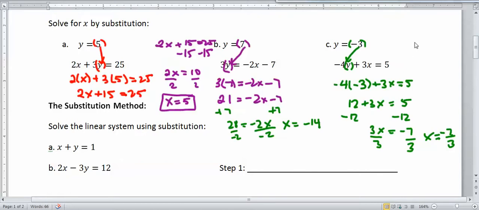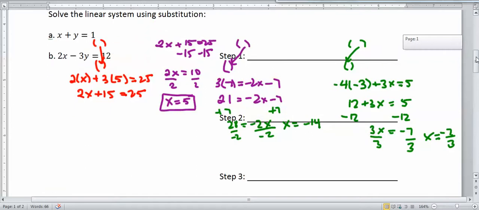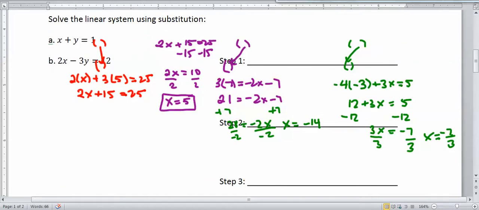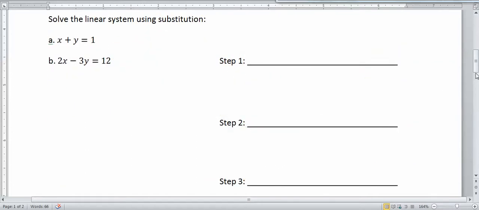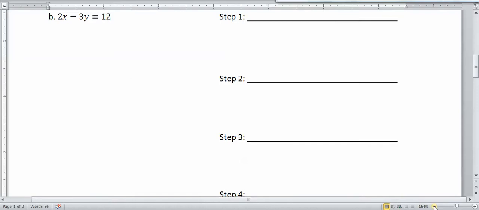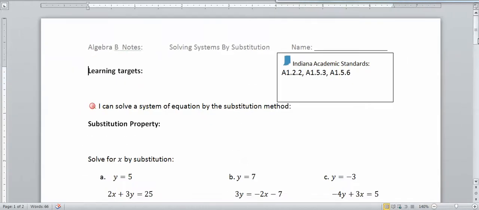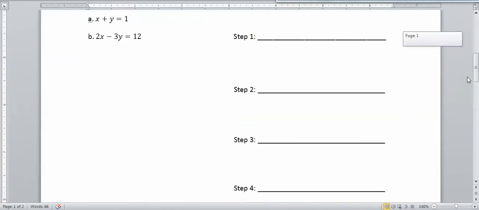So we're going to use the same process to solve systems of two equations in two variables, except the first thing that I need to do is get a variable by itself. So solve one equation for a variable.